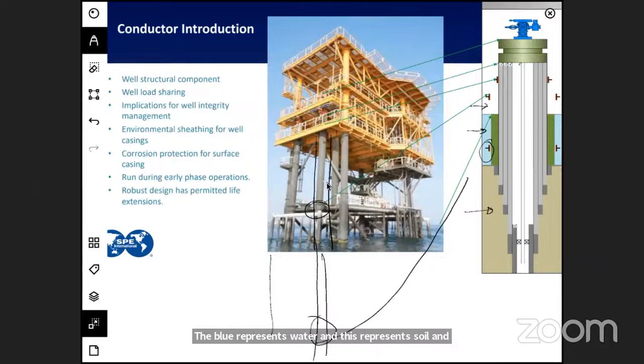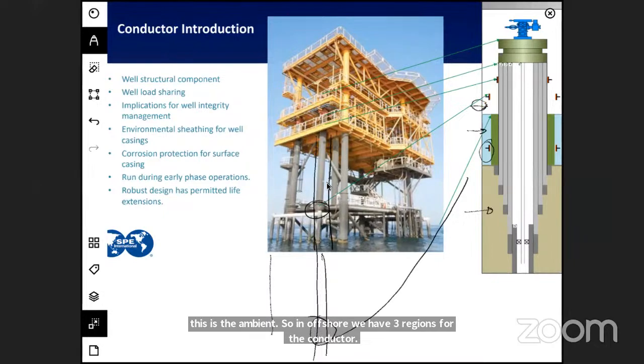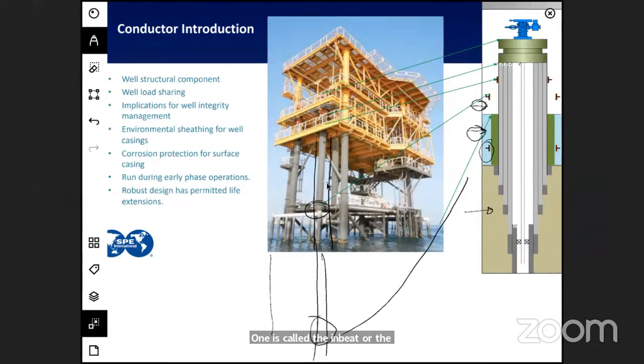So in offshore, we have 3 regions for the conductor. One is called the ambient or the atmospheric region. Second is the aqueous region, which is in the water, and the third is the portion of the conductor which is beneath the soil, below the seabed.